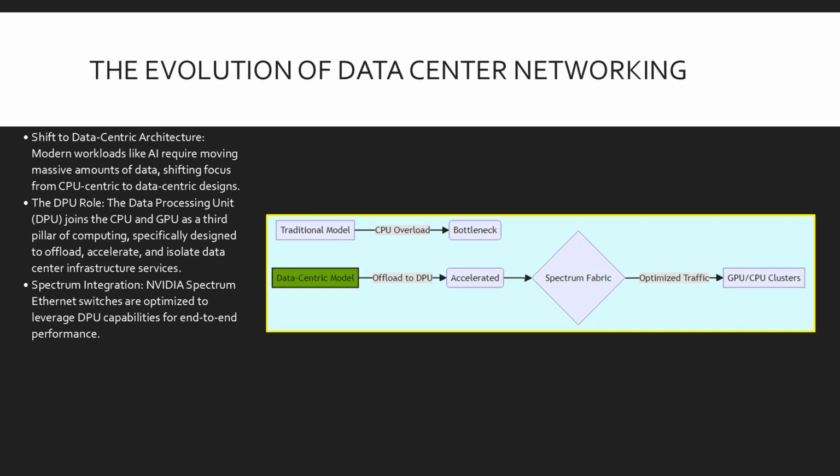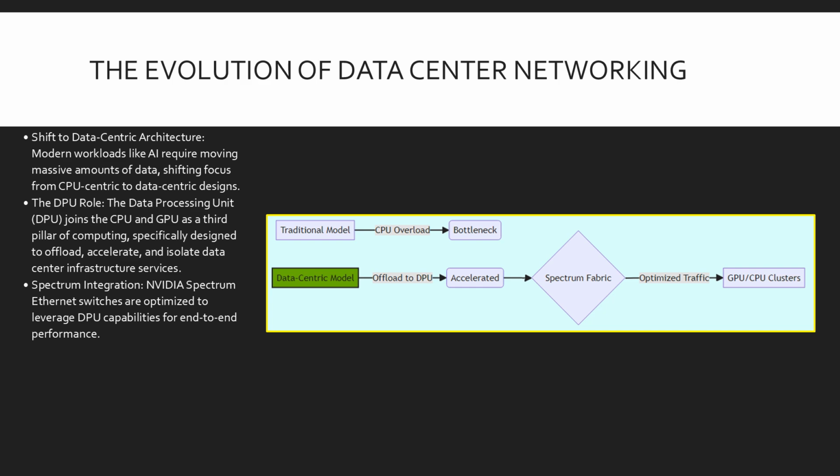Traditional data centers relied heavily on the CPU for everything: applications, networking, and security. However, in the era of AI and big data, the CPU has become a bottleneck. We are witnessing a shift to a data-centric architecture where the data processing unit, or DPU, takes on the heavy lifting of infrastructure tasks. This allows the CPU to focus on applications and the GPU to focus on acceleration.